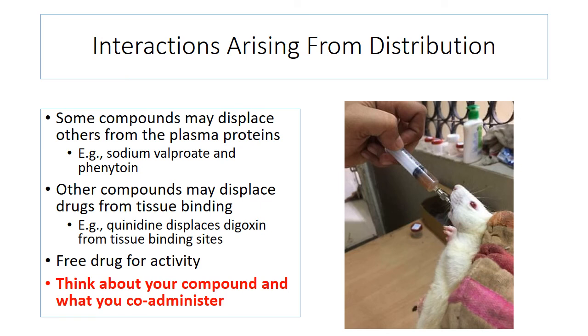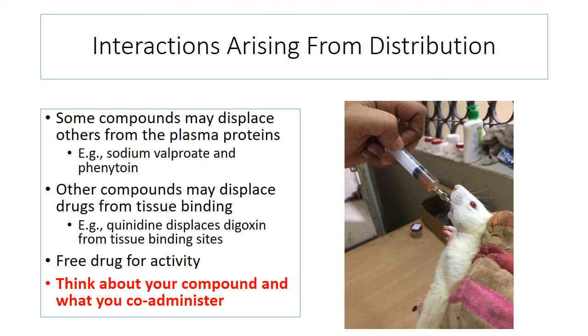And you can get interactions which arise from distribution, where some compounds may displace other compounds from plasma proteins. And a classical example is your sodium valproate and phenytoin, which sodium valproate can actually displace a phenytoin from the plasma proteins, or is it the other way around? For this displacement which actually occurs. You can also have displacement of drugs from the tissue or tissue binding. For example, quinidine displaces digoxin from tissue binding sites, increasing the concentration of digoxin in the blood, and this can actually lead to toxicity. So again, something else to think about with regards to what is happening in your body.